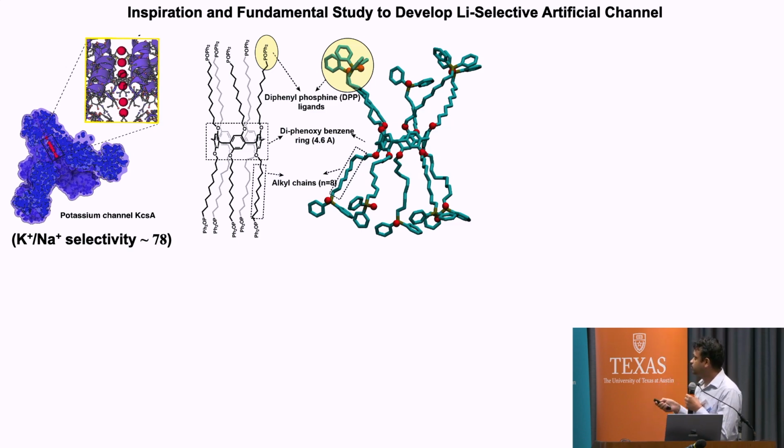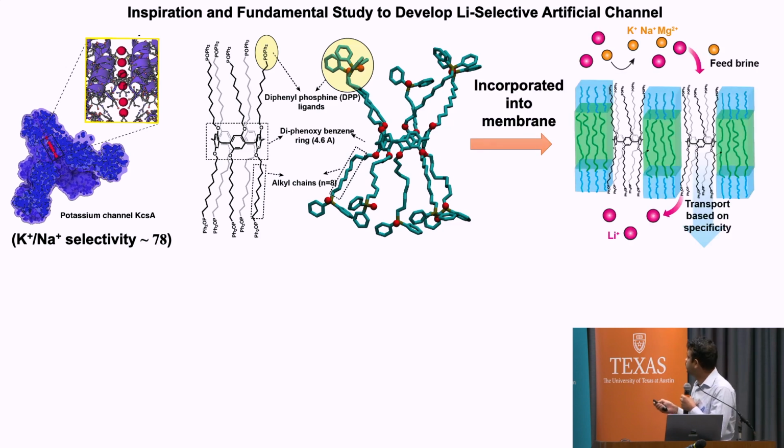The main idea is that if we incorporate this type of molecule into a membrane, the functional groups at the channel entrance can have a favorable or unfavorable interaction with various ions, and can selectively transport one ion and reject others. If this channel is selective to lithium, then it can selectively transport lithium, and we can use this approach to separate lithium ions.